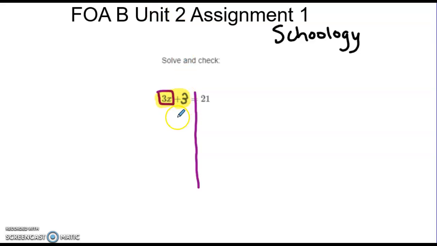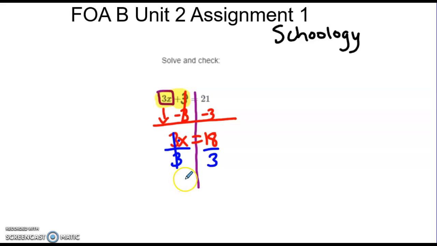Here I need to get rid of 3. So I'm going to do the opposite, which is to subtract 3 from each side. 3 minus 3 is 0, so that goes away. I'm going to bring my 3x straight down, and 21 minus 3 is 18. I'm still trying to get that letter by itself, and now I have 3 times x. Since I want to get rid of the 3, the opposite of multiplying is dividing, so I'm going to divide each side by 3. 3 divided by 3 gives me 1, so I'm just left with 1x. And 18 divided by 3 is 6.